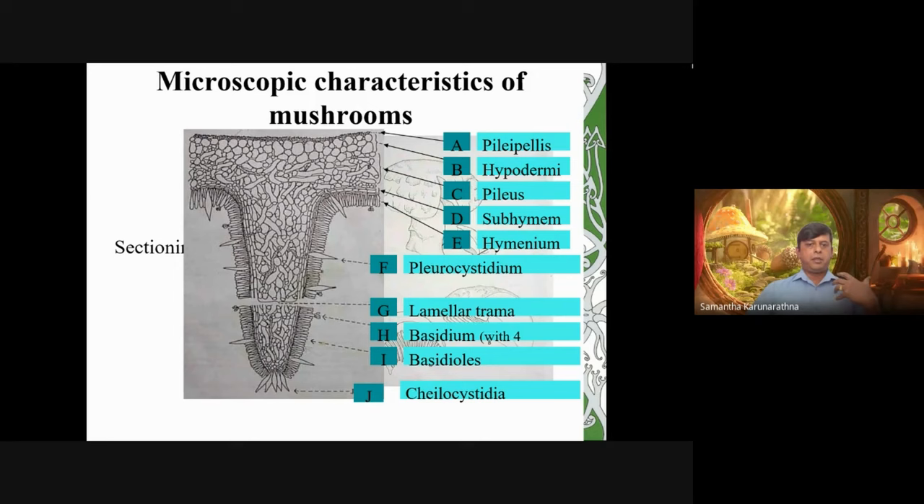The bigger cells you can see in this part, we call pleurocystidia. Also the cells that contain the spores, or the basidiospores, we call basidium or basidia. The immature basidia we call basidioles. And the cells that you can see at the tip of the gills, we call cheilocystidia.